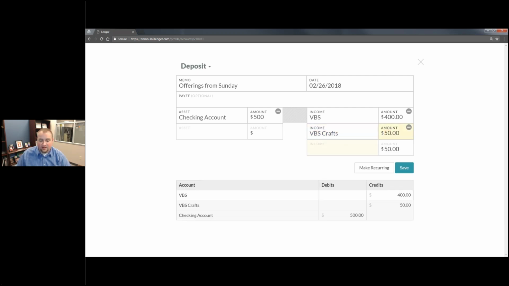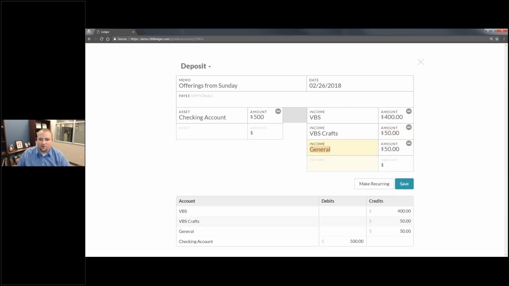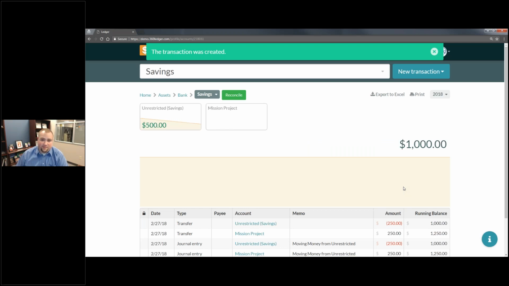50 of that did, and that tells me, all right, if you're going to balance this, you have $50 remaining, and so the rest came in under general. And so now I have this balanced transaction. My assets and my income align, and I didn't have to think about credits and debits because I said, all right, I'm making a deposit into my asset account, my checking account. And notice that it only gives you access to those asset accounts. And it gives me this nice transaction. I'll go ahead and save that, and that's been done.